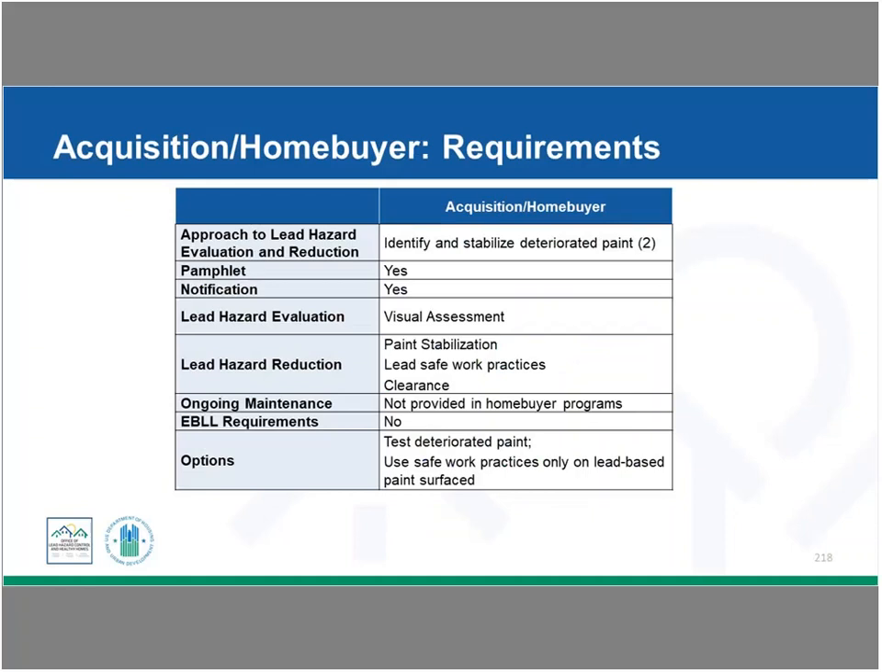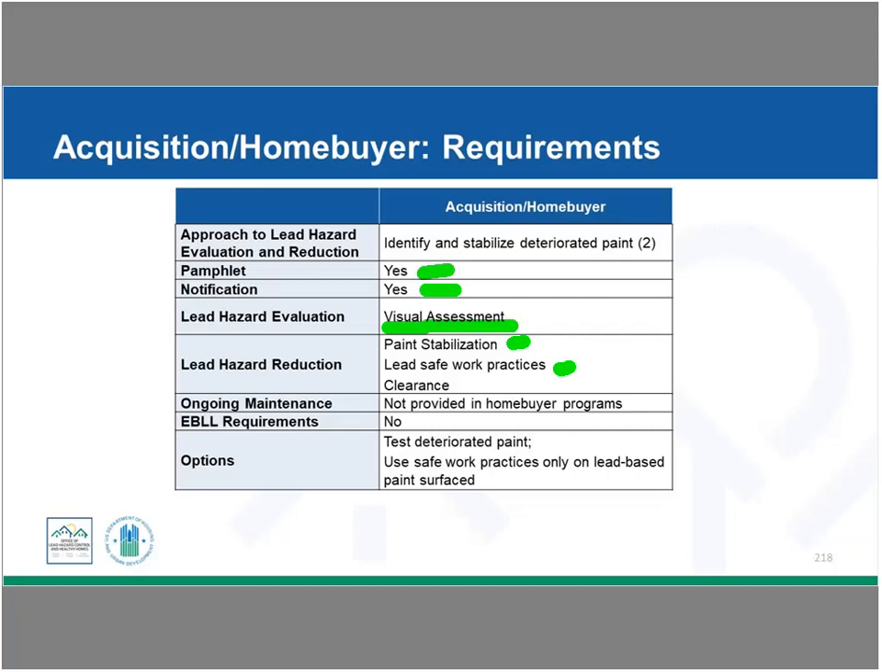So when we're talking about a home buyer project, just a reminder of the steps here: we're going to identify and stabilize deteriorated paint, and that's all paint. We are going to provide the pamphlet. We are going to do notification as we work through this process. As we mentioned, our level of evaluation, because we're under Subpart K, is a visual assessment rather than a risk assessment. And then we're going to do paint stabilization. We're always going to, with this work, make sure we follow our lead-safe work practices. And as Chris talked through, we're going to do clearance.